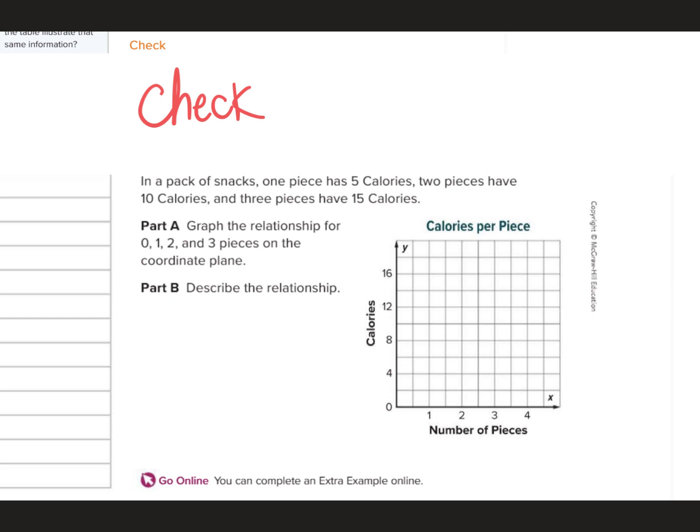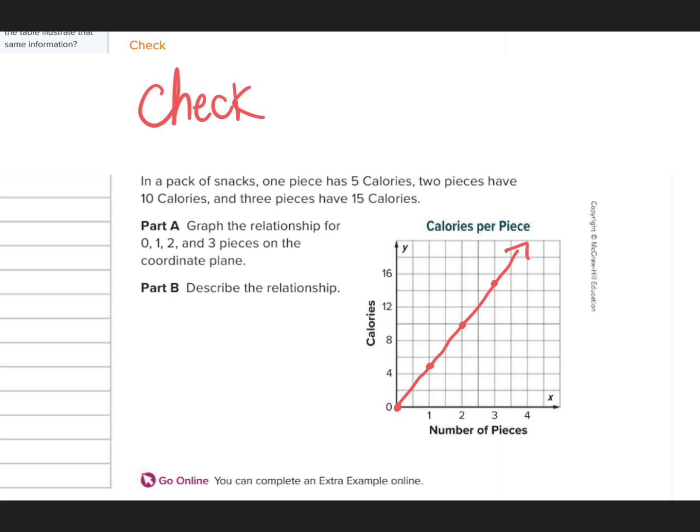All right, what you should have done is we had the relationship 0, 0, right? So with 0 pieces of snacks, you would have 0 calories, obviously. 1 was 5. 5 would go right here in between the 4 and that next line, the 6. 2 and 10 would go right here. And 3 and 15 would go right about there. Okay. Now, if we drew a line through it, again, try to draw it as straight as you can.